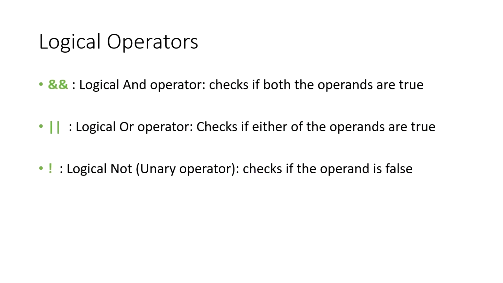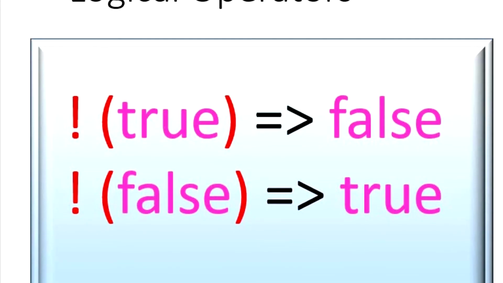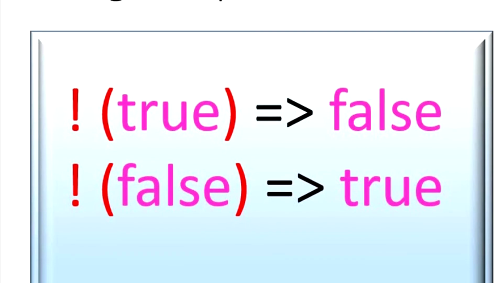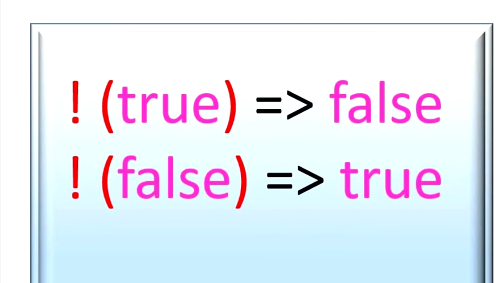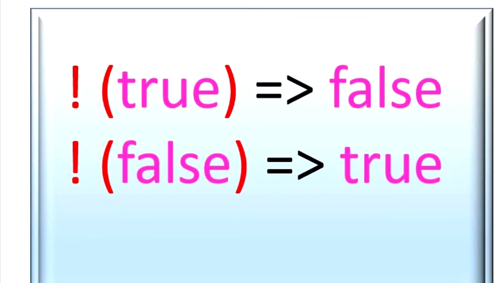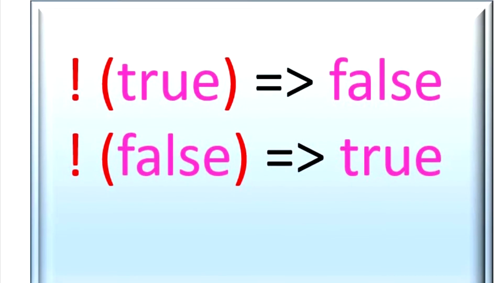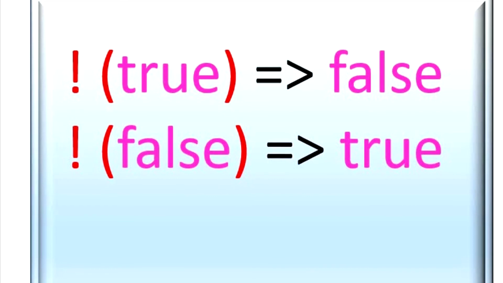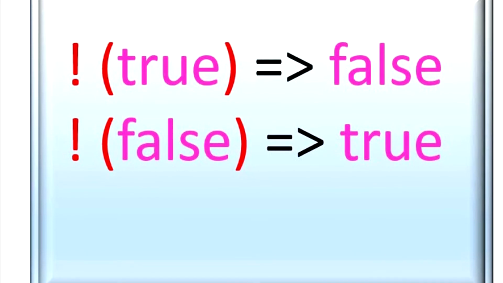Logical NOT is represented with an exclamation mark. This is a unary operator, accepting only one operand. This operator simply checks if the operand is true or false. If the operand is true, it returns false, and if the operand is false, it returns true. You could read it as: not true is equal to false. Not false is equal to true.